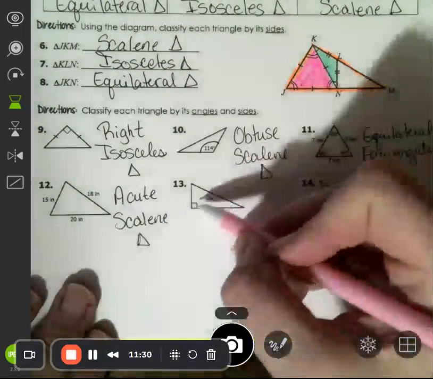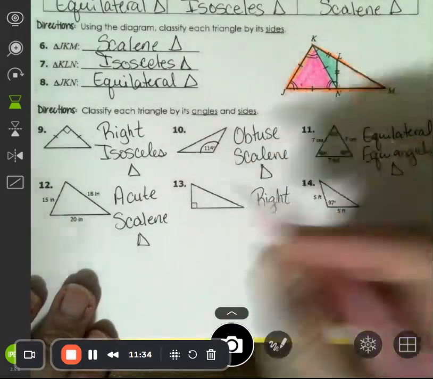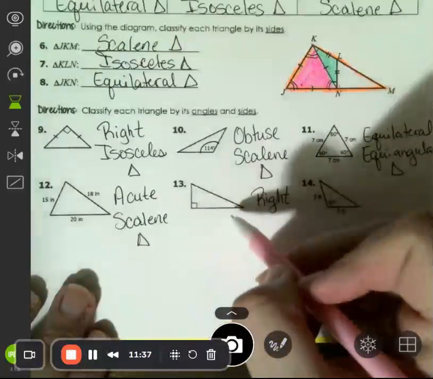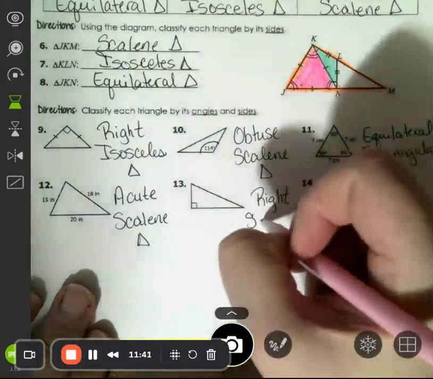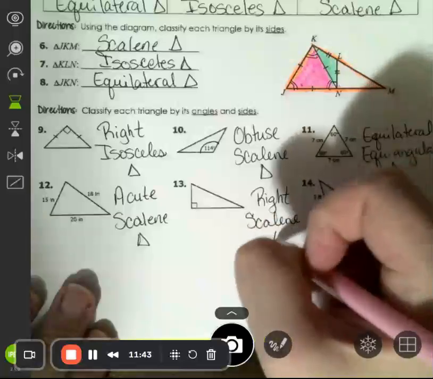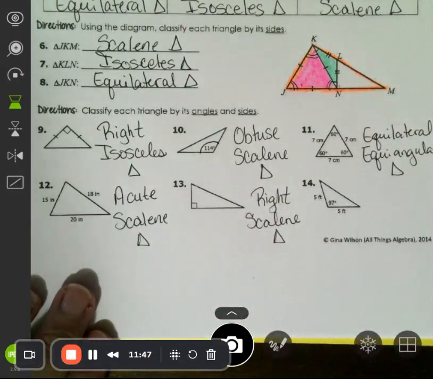Okay. Next one, I have a right angle, so I'll go ahead and get that written down. So it's a right triangle, and none of my sides are marked or labeled with the same measurement, so this is a right scalene triangle. Again, put checks if you got it right, fix it if you got it wrong.